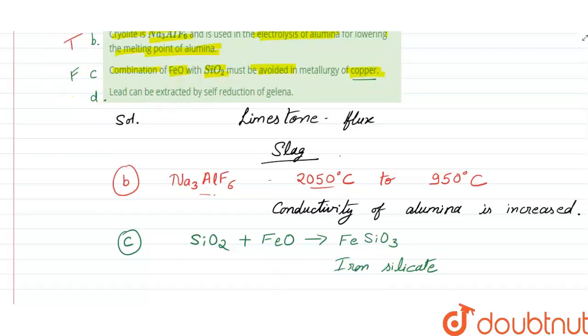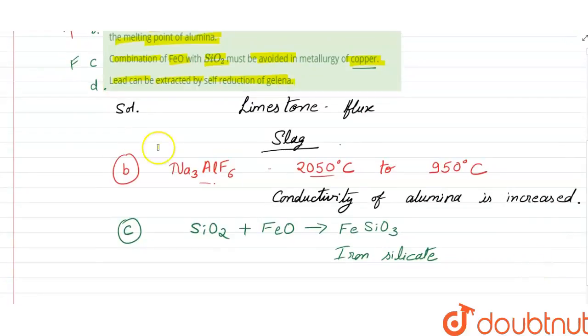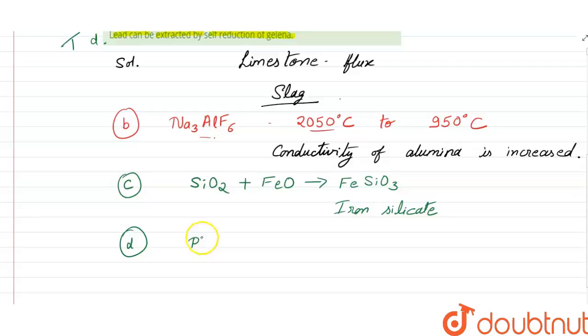Now let's look at the fourth statement, that is, lead can be extracted by self-reduction of galena. So yeah, that is a true statement here. Let's see how. If we are considering the fourth statement, then what is the formula for galena? That is PbS. PbS is the ore of lead from which we can extract the lead. Self-reduction is the process which can be used, so let us see what the self-reduction process is. When PbS, that is galena, is heated in the presence of oxygen, then the reaction occurs like this: PbO is formed along with sulfur dioxide.